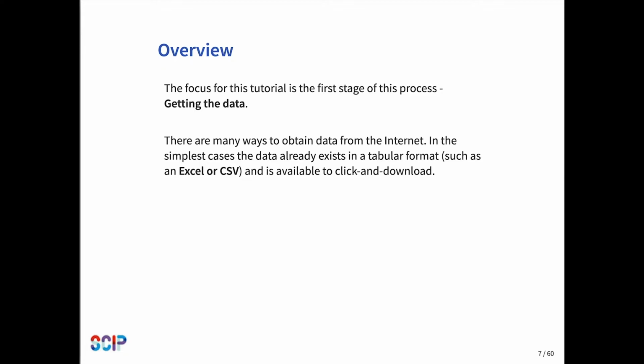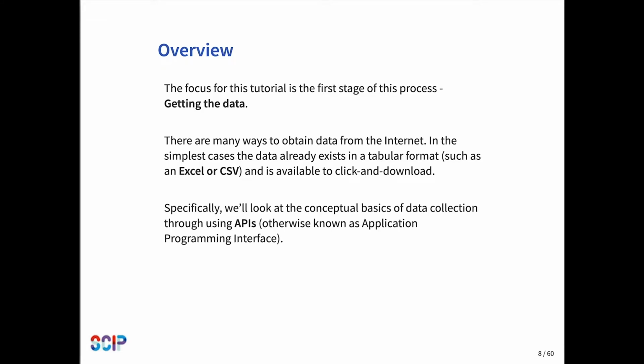Now, there's many ways to get data off the internet. The simplest, obviously, being simply downloading a file from the internet. In this instance, we're looking at Excel or CSV, but Word documents and PDFs are also easily available and able to be downloaded. But in this sense, we're specifically looking at the conceptual basics of data collection through using APIs, otherwise known as Application Programming Interface.